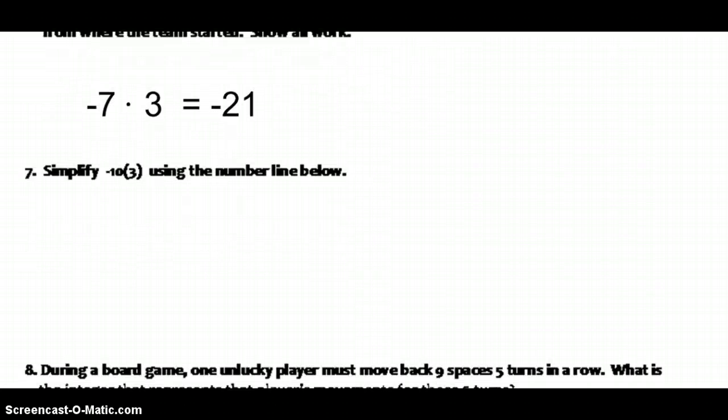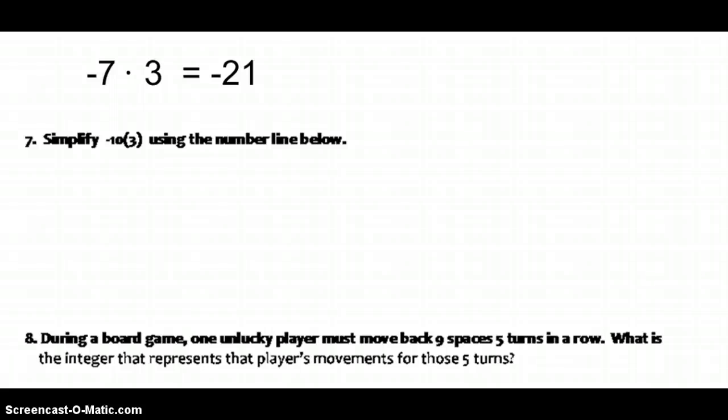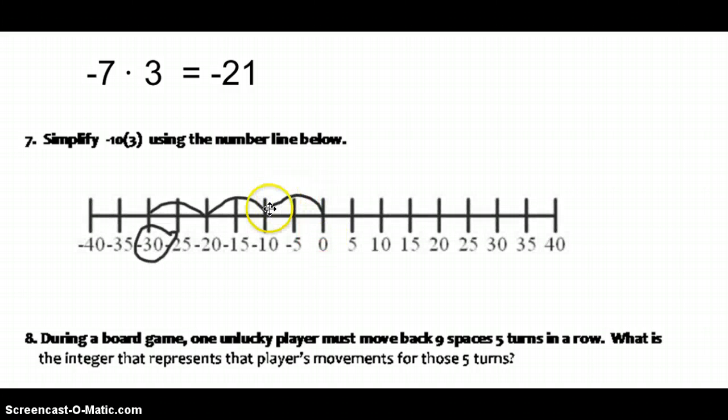Question 7. Simplify negative 10 times 3 using the number line below. If we're taking negative 10 and multiplying it by 3, that means we're adding it 3 times. So we'll go back to negative 10 and do the same thing 3 times until we get to our answer, negative 30.